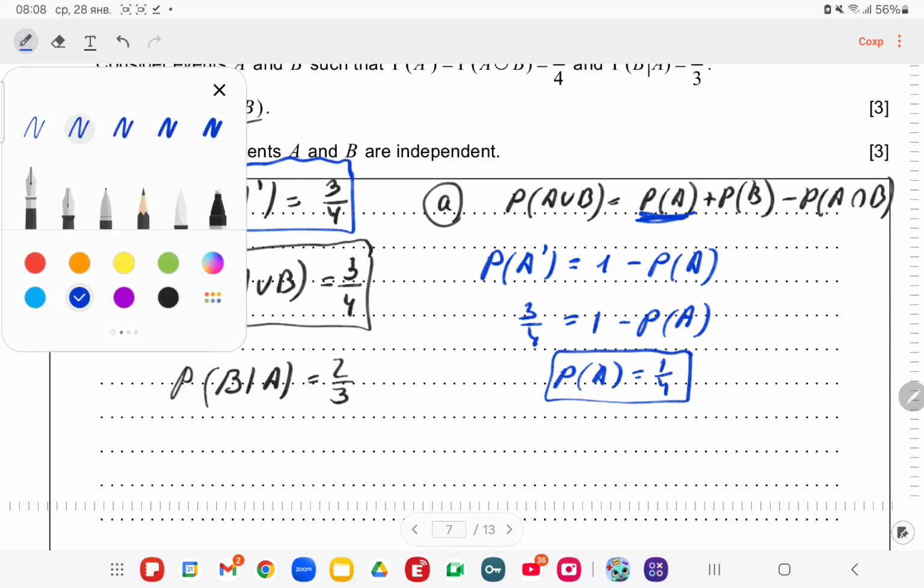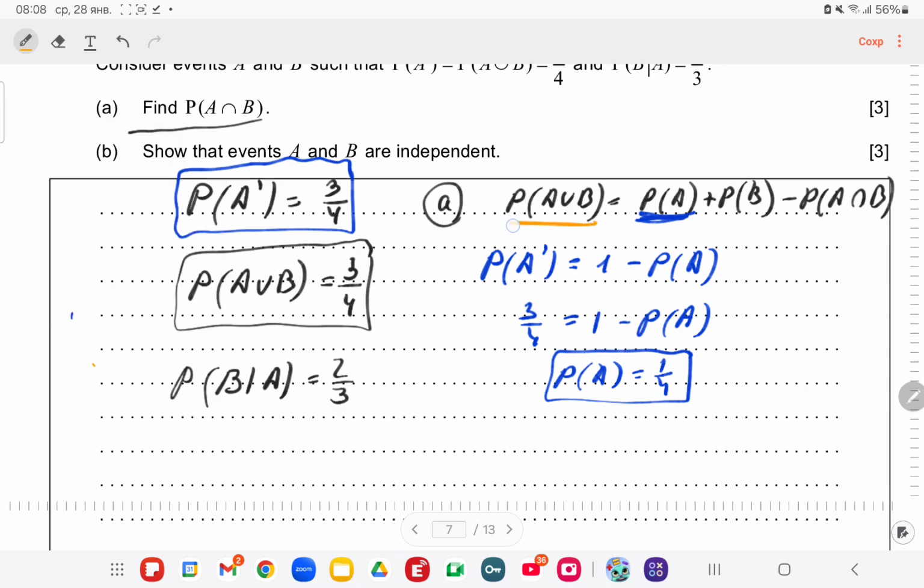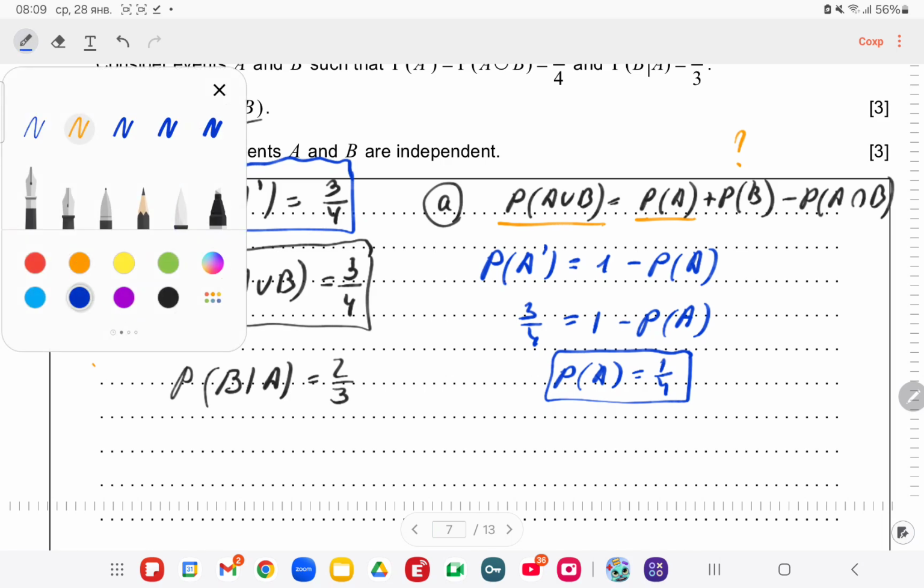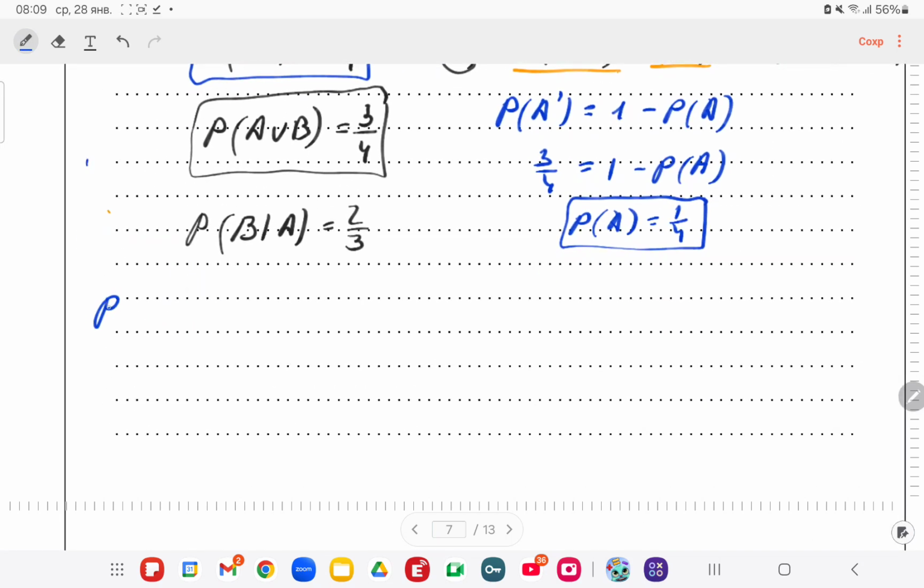Now, what's given? Let me underline. This is 3/4, and this is 1/4. We don't know the probability of B, right? We don't know the probability of B. After that we can find the probability of intersection. Now the question: how to find the probability of B? Let me again underline the data that we know. We know this, and we don't know the probability of B. So now let's use the conditional probability formula.